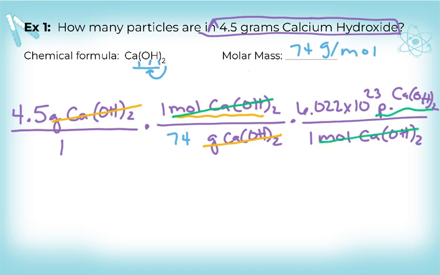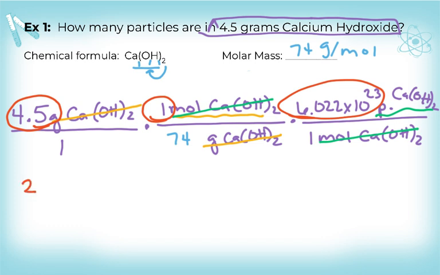Now what's left is for us to go and do our math. Each teacher does this a little differently. How I like to do it is I like to multiply all of the numbers in the numerator first. 4.5 times 1 times 6.022 times 10 to the 23rd, and I get 2.7099 times 10 to the 24th.